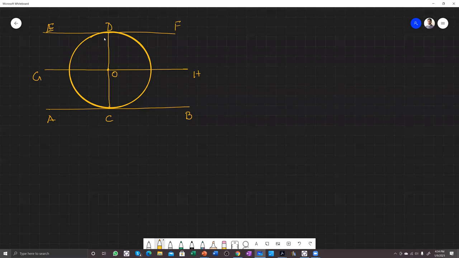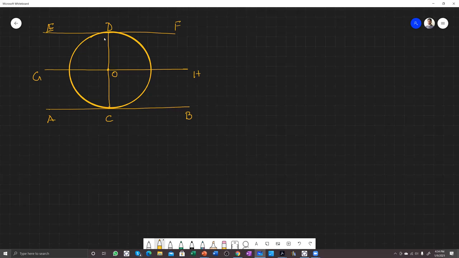So now what is the build of the proof? What is the first step? I drew GH parallel. Now tell me. Constructed OG parallel to both tangents. Yes. Now, corresponding angles axiom, linear pair theory. What is that corresponding axiom here? Angle.